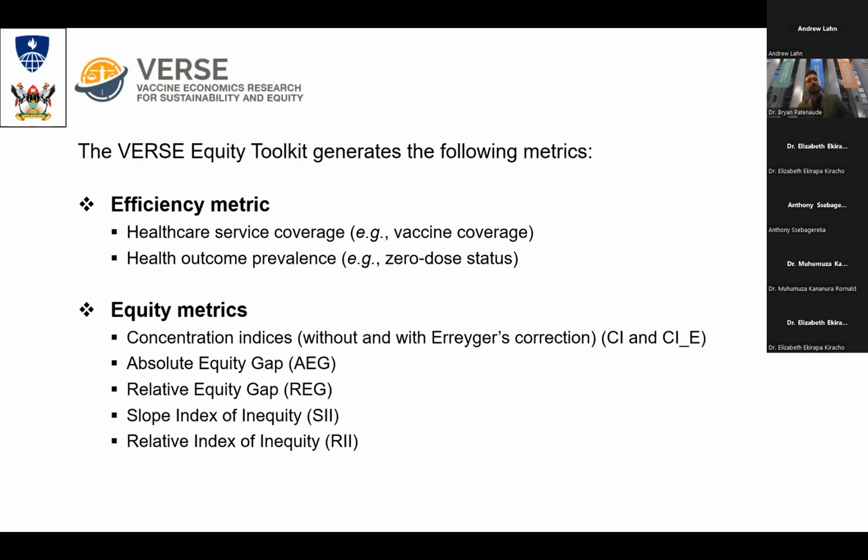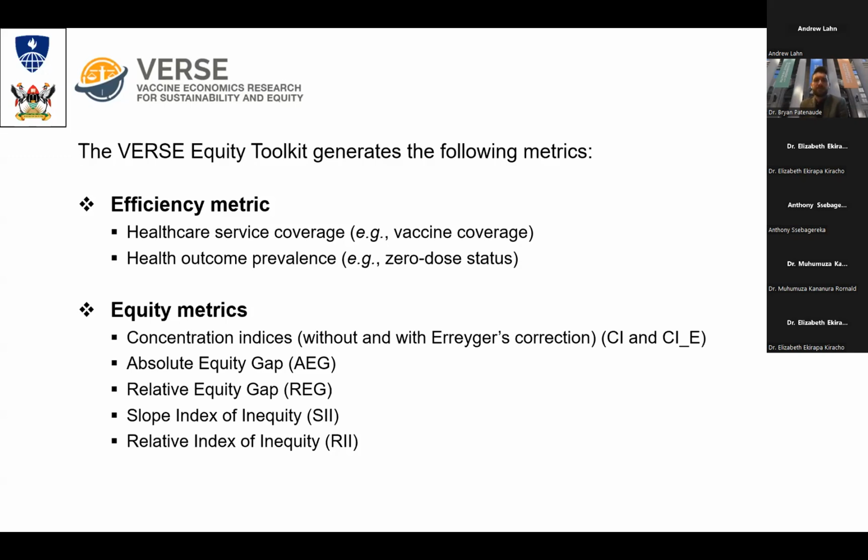So the VERSE Equity Toolkit generates several different types of metrics. The first is the basic health care service coverage. So we can generate immunization coverage for any of the different immunizations that are included. And this can give just some basic background information on what we're looking at and what we've achieved. Not only can this be done at the national level, so for the country, but for each of those sub-regions within the country, really any level that data is available at, coverage estimates could be generated.